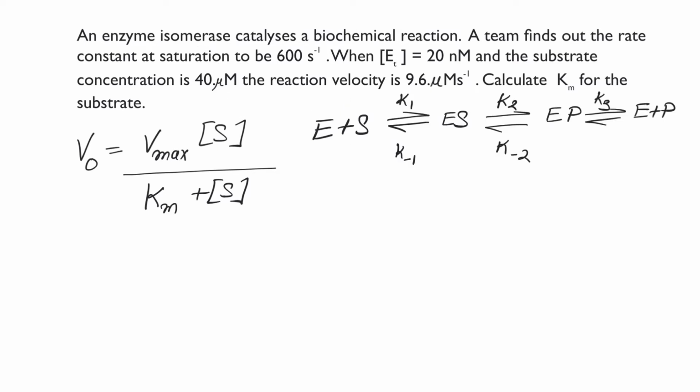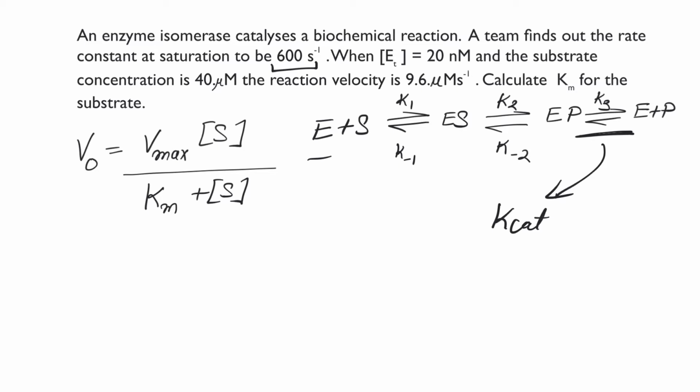If you look at the steps, the enzyme and the substrate react to form the enzyme substrate complex. The rate constants are K1 and K minus 1 for the forward and the reverse reactions. The enzyme substrate again converts into enzyme product, right? And the enzyme product finally releases the product, and this is K3. Now, this K3 is the constant that we call Kcat. Basically speaking, Kcat is used to describe the limiting rate of any enzyme catalyzed reaction at saturation. This is what is given to be 600 per second.